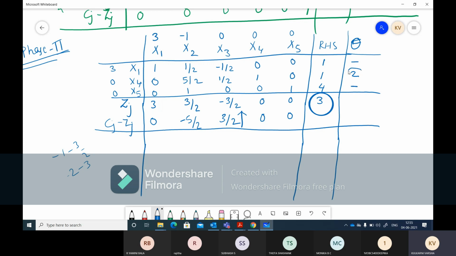Among these, only this is the value, and this is the lowest value, so this will be leaving. That means in the next iteration, x3 is entering and x4 is leaving. So we will have x1, x3 and x5. This is 3, this is 0, this is 0.